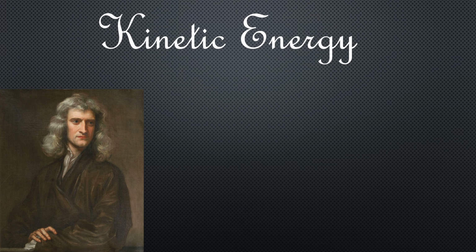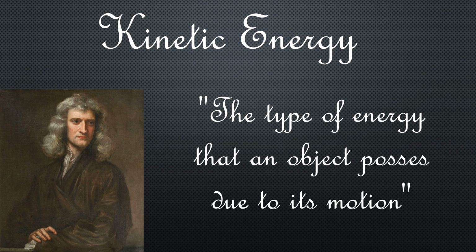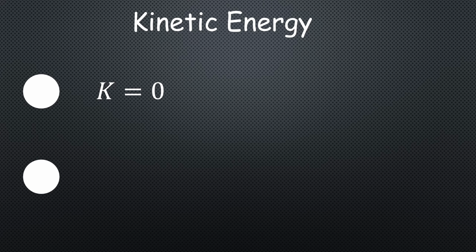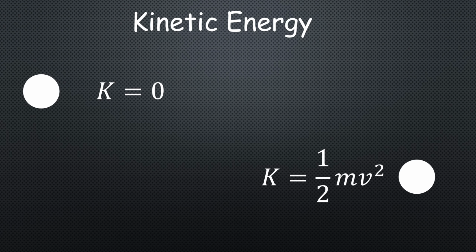Enter kinetic energy. This is the type of energy that an object possesses as a result of being in motion. Naturally, a stationary object has zero kinetic energy. If an object travels along a straight line, we can calculate its kinetic energy as follows.